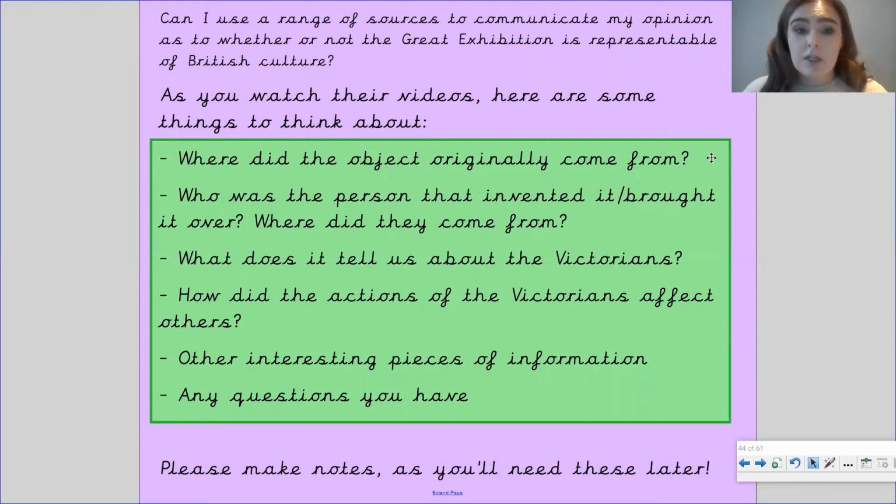So the first question is, where did the object originally come from? Your next question is, who was the person that invented it or brought it over? Where did they come from? What does it tell us about the Victorians? How did the actions of the Victorians affect others?